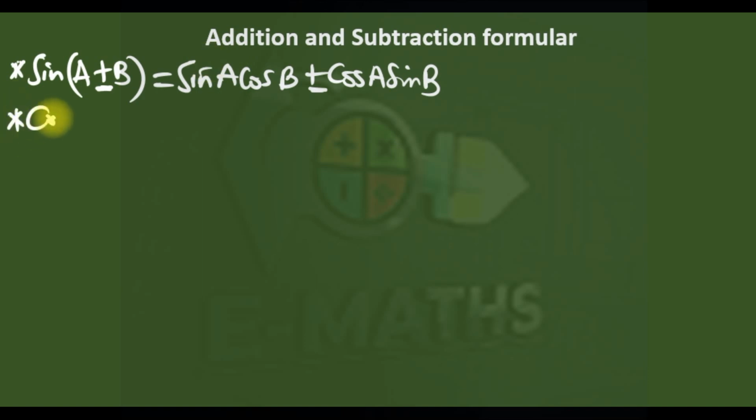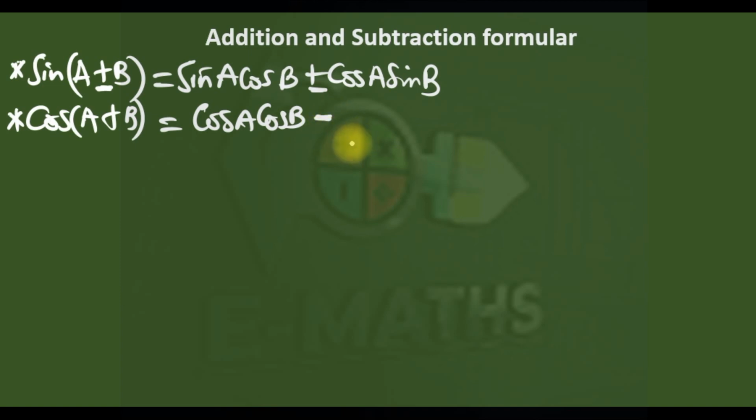For cosine, we'll start with cos A cos B. Since we have positive here, we negate. If you have negative, we add. So always check the difference. Sine is always sine cos, cos sine, but cos is cos cos, sine sine. If it's positive, negative. If it's negative, positive.